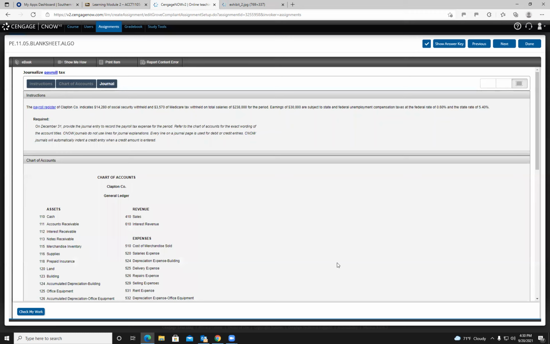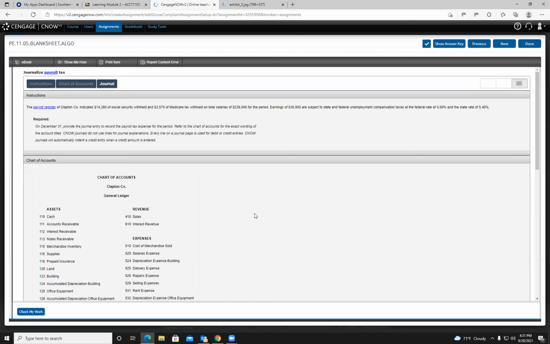So the payroll register indicates a $14,280 Social Security withheld and a $3,570 of Medicare tax withheld on total salaries of $238,000. Now, if you remember, this is almost identical to the problem we just did. So if you remember back in your books, part of the employer's payroll taxes is they're required to match the Social Security and Medicare withheld from their employees' paychecks. The employer is required to match that. So that's why that information is given again. We're going to record that as an expense on our books.